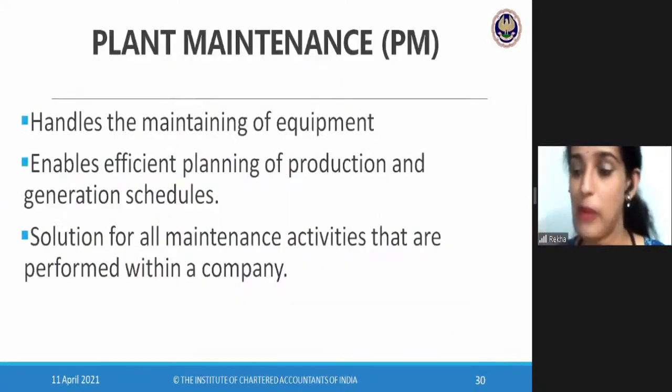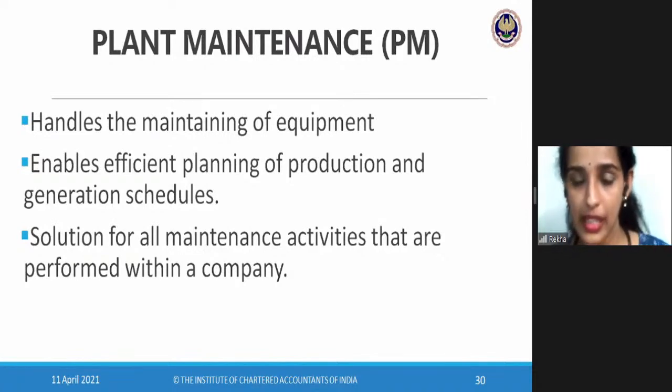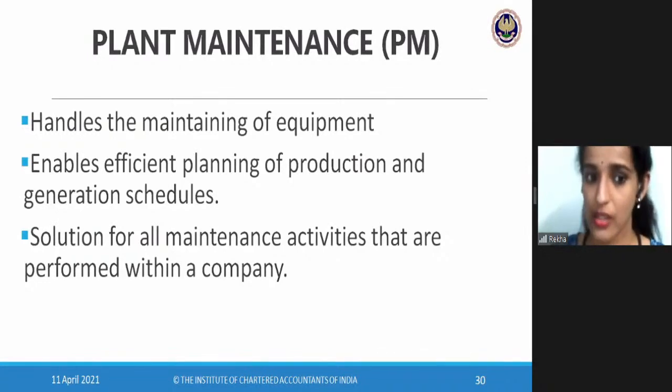Now, next is your plant maintenance module. Now, what is a plant maintenance module? The main purpose or the main agenda of this module is to make sure that there is no breakdown happening. So when they are getting a particular order, the order should be completed within that particular time without any interruption. There should be an efficient planning of the production.